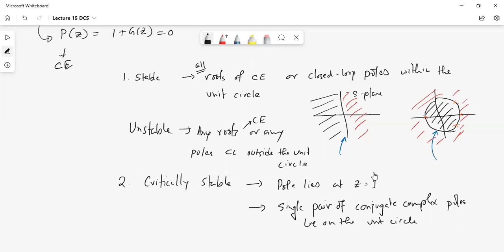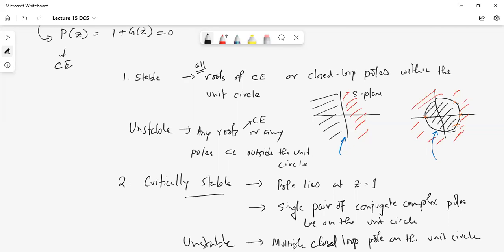Now, what will be the condition for the unstable system? The unstable system condition is if we have multiple closed loop poles on the unit circle. So this is not for critical, this is for unstable.